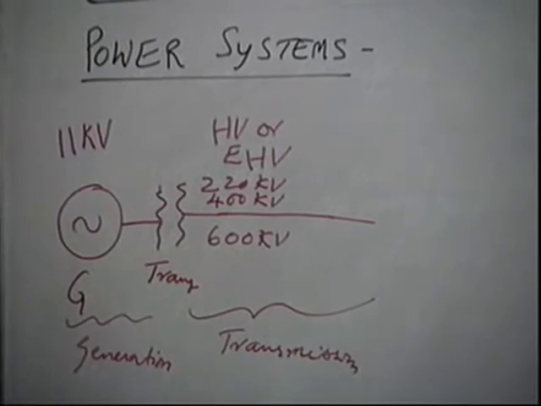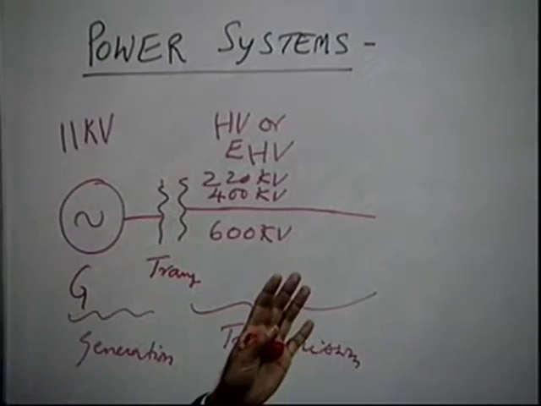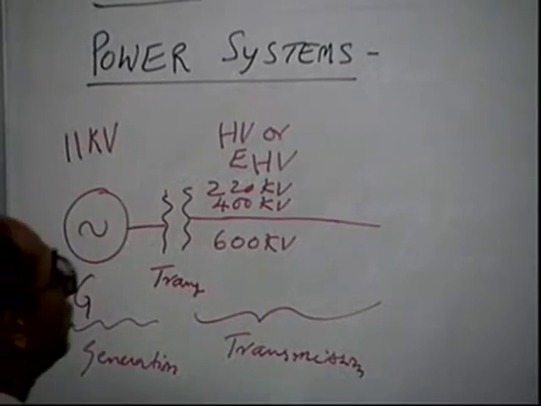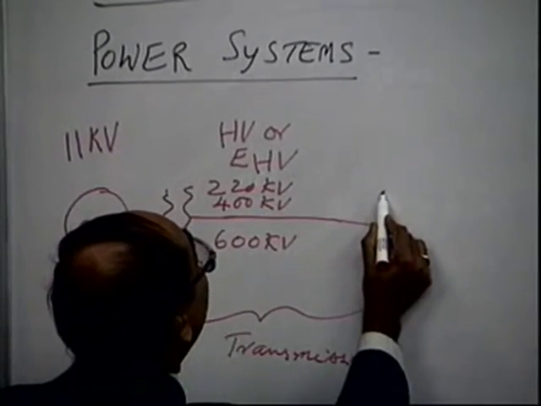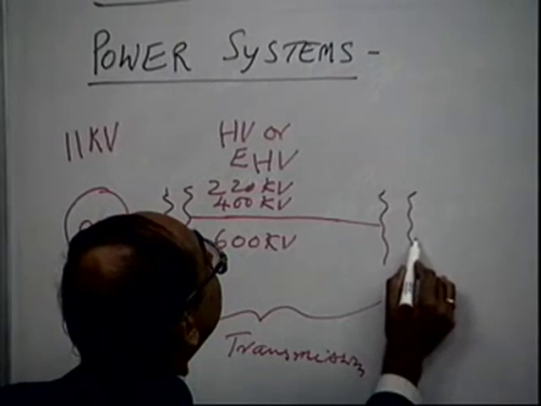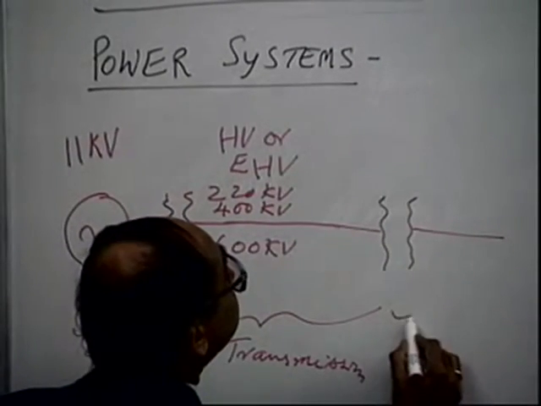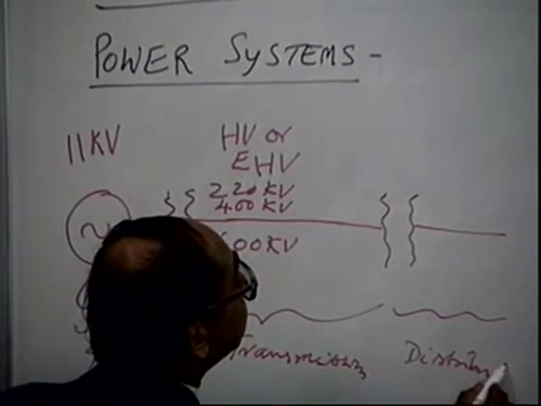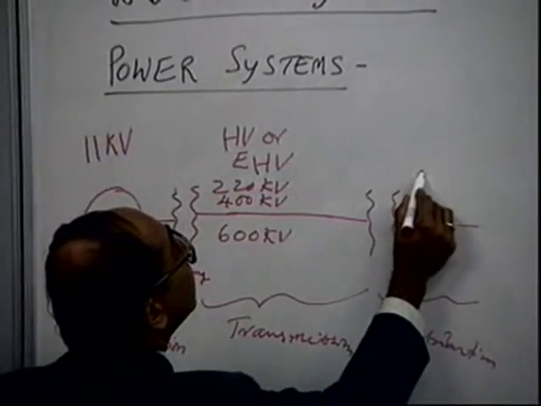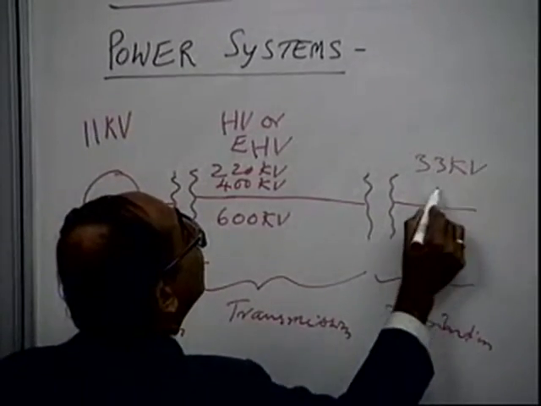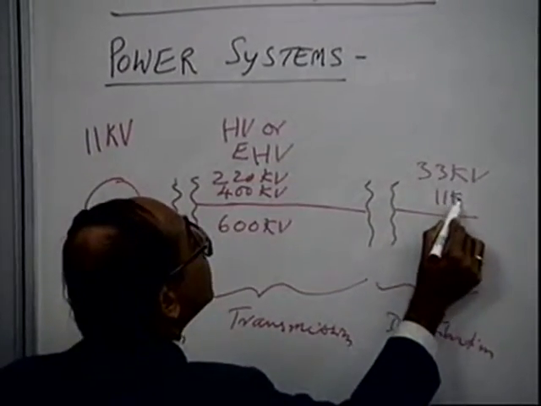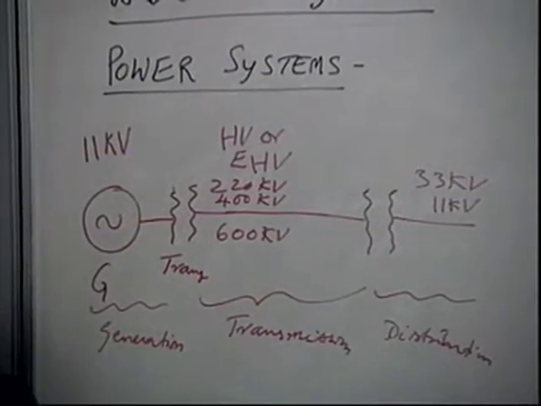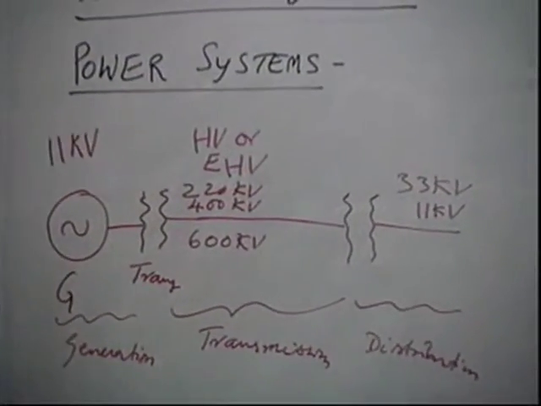Then after long distance transmission, you come nearer to the load and you step it down to a distribution level, again say 33 kV or 11 kV, in stages. So you come to a distribution stage nearer to the load centers like cities, etc.